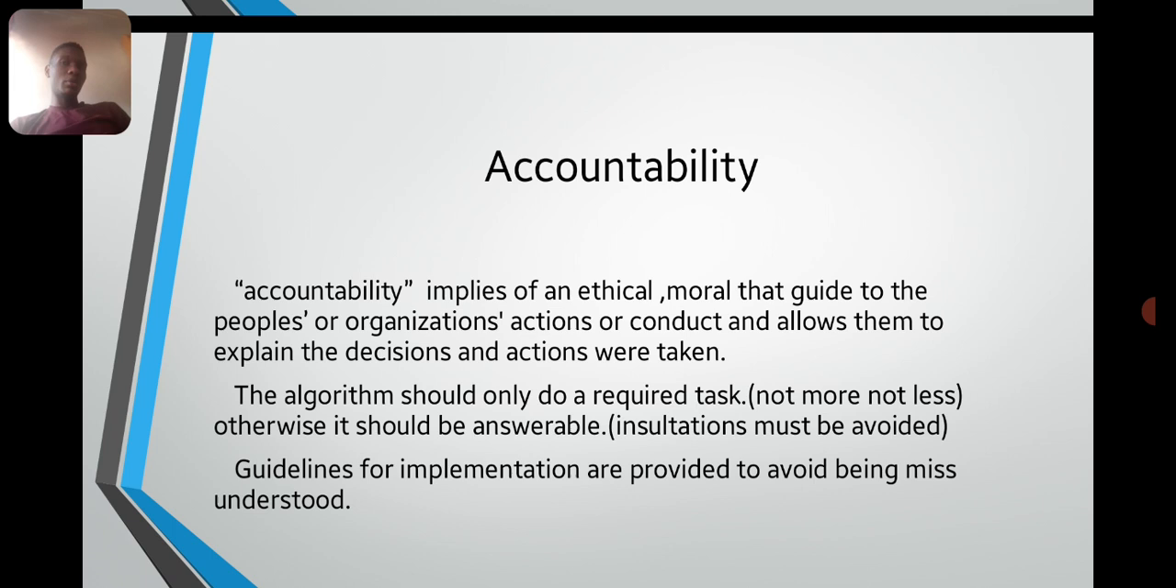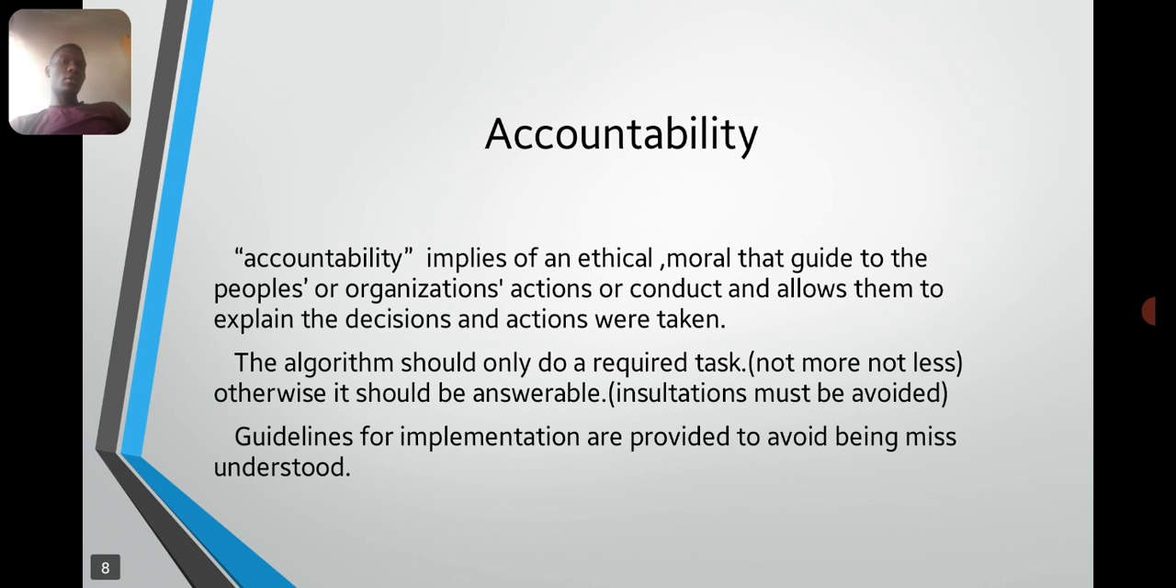So here I said, it implies ethical morals that guide people's or organizations' actions or conduct and allow them to explain the decisions and actions that were taken. An algorithm should only do a required task, not more, not less, otherwise it should be answerable. Insults must be avoided. Let your model not insult people, let it not kill people. And the guidelines of the implementation should be provided to avoid being misunderstood. Yeah, basically that's it.